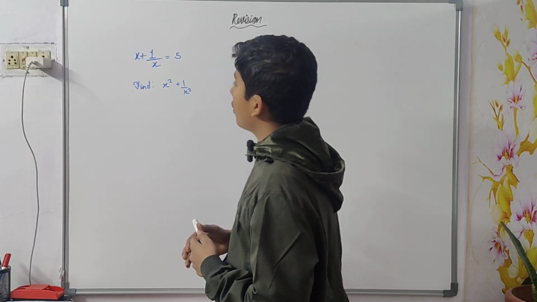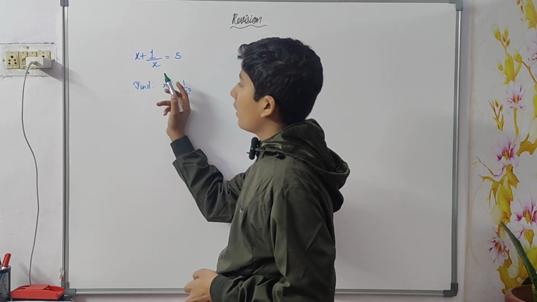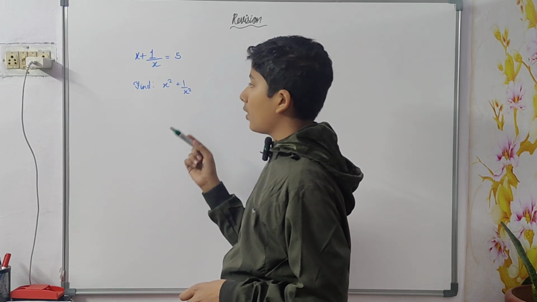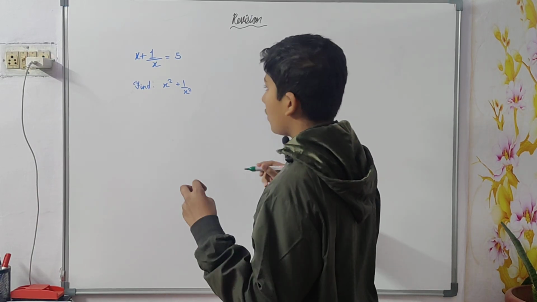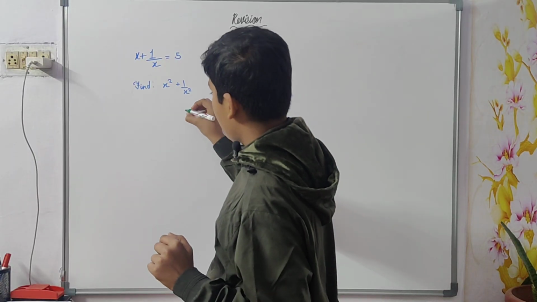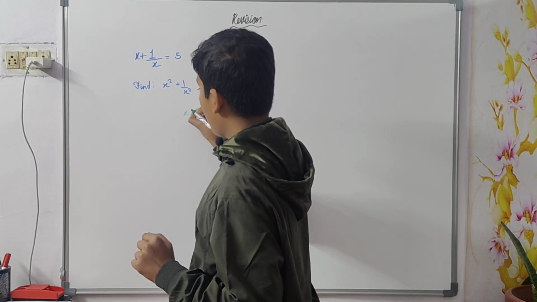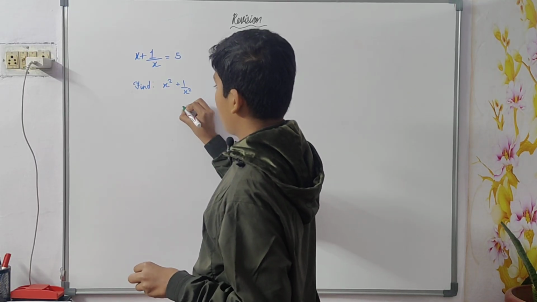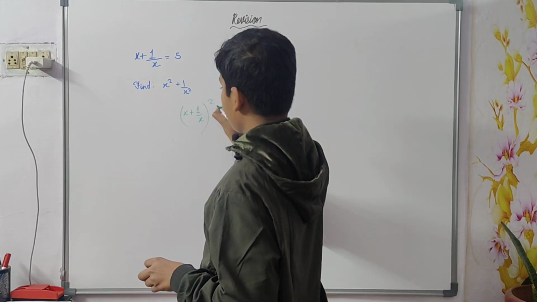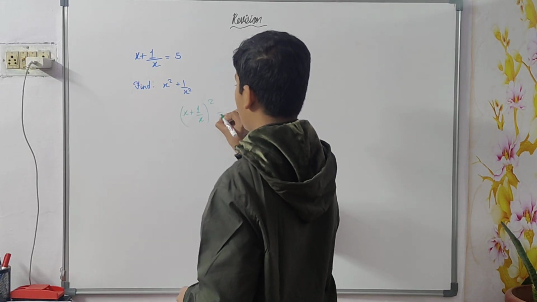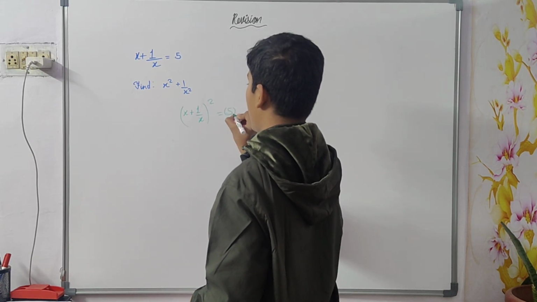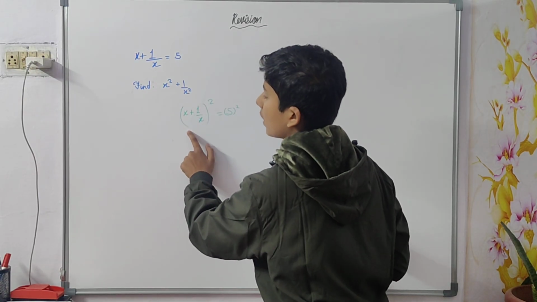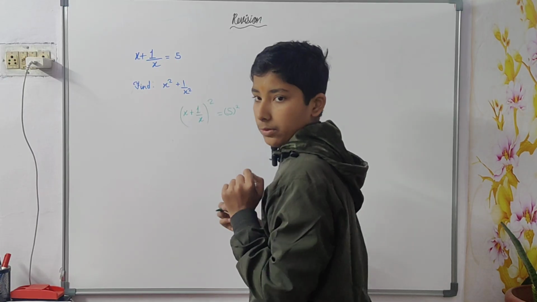Okay. So x plus 1 by x is given as 5. We have to find x square plus 1 by x square. See, you have to just use a simple logic. x plus 1 by x whole square will be equal to 5 square. How? Because this is equal to 5, so this square will also be equal to 5 square.